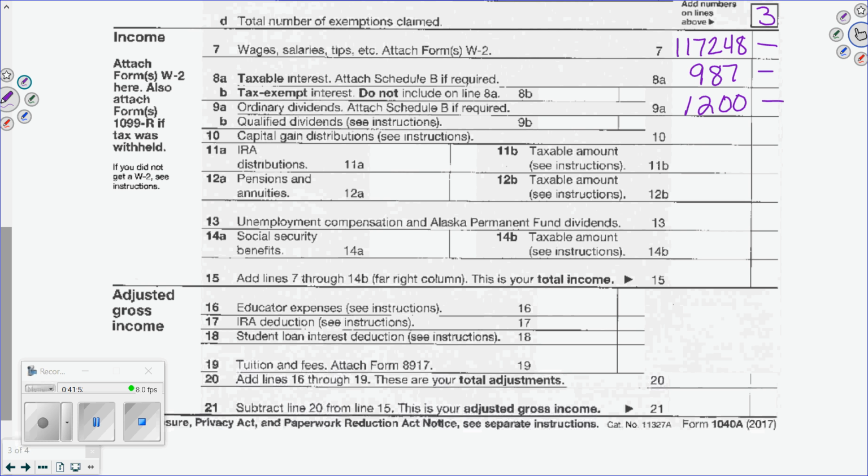I did not give you anything where they pulled money out of some random savings account and things like that, okay? So we don't have to worry about it. Unemployment compensation, Alaska Permanent Fund, no, we don't have any of that. Social Security benefits, I did not tell you any of this. If I did not tell you specifically they have any of this, leave it blank. So add lines 7 through 14b. So we really have to add 7, 8, and 9. So let's add those together. 117,248 plus 987, plus 1,200. So 119,435.